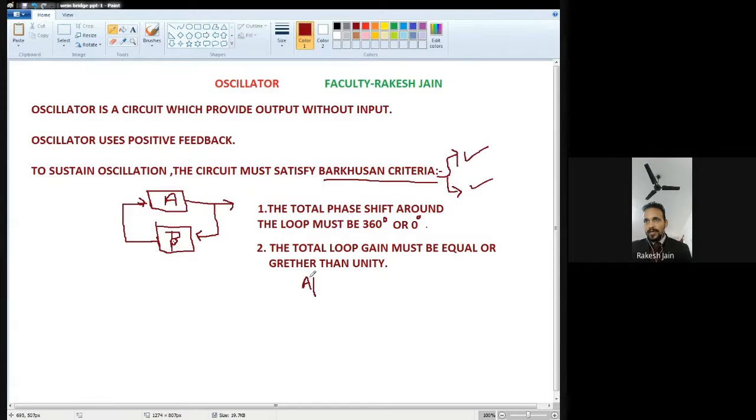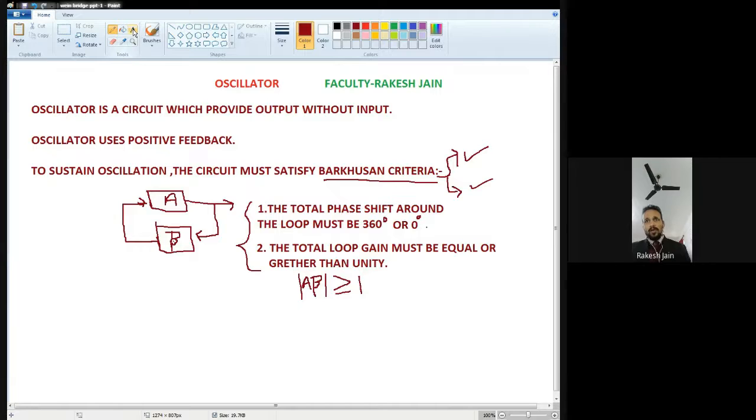That must be, we consider positive. So I draw the bar sign over there. So the total loop gain must be greater than or equal to unity. Okay, so these two criteria must be satisfied for an oscillator to sustain the oscillations.